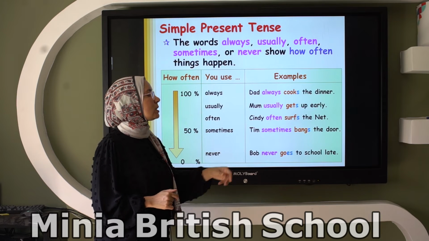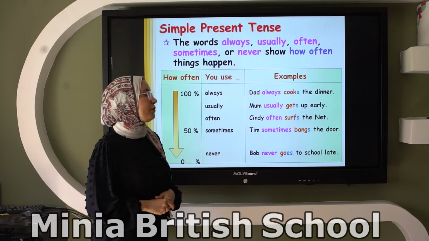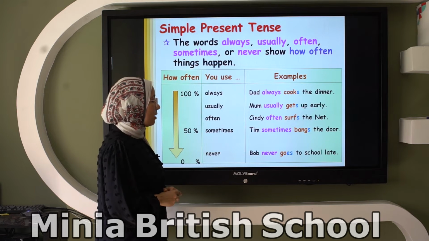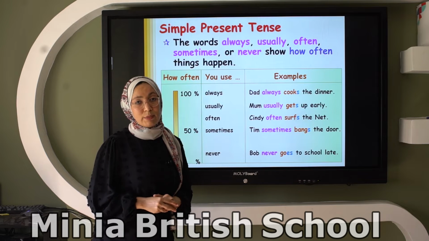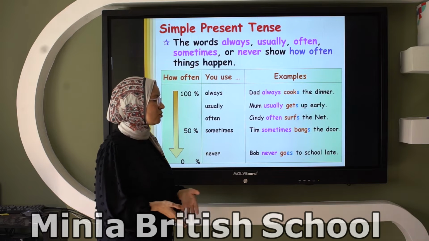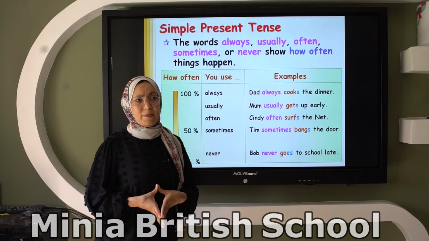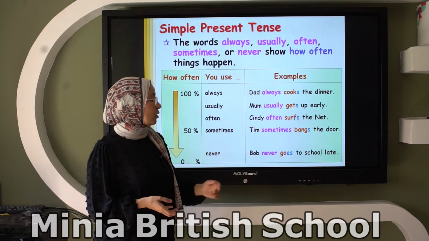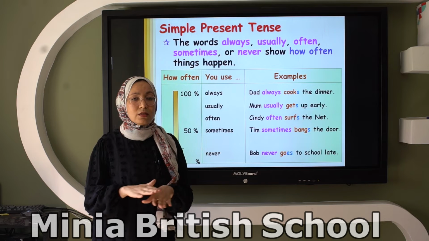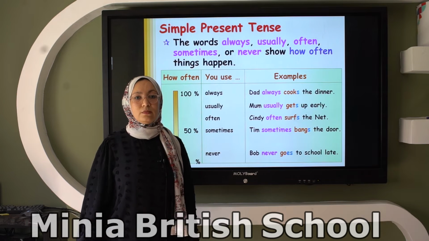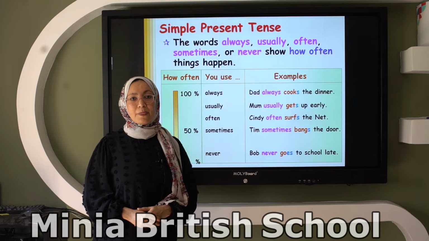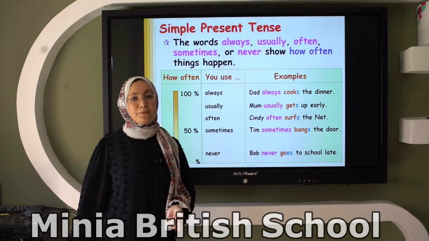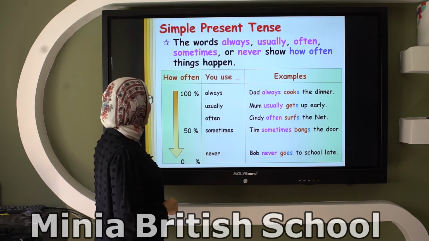Like Mom usually gets up early, Cindy often serves the net, Tim sometimes bangs at the door, Bob never goes to school late. About the last sentence, for example, Bob never goes to school late, it means: how many times or how often does Bob go to school late? Never. He doesn't go to school late at all. He never goes to school late. It means that he doesn't do this at any time at all.